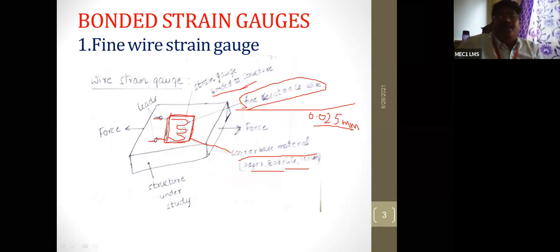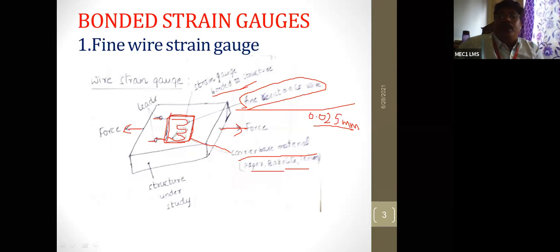When the force is applied in these two directions, stress is developed in the structure. Once the stress is developed, strain is induced in it. It is made up of Teflon. We have to measure that strain.